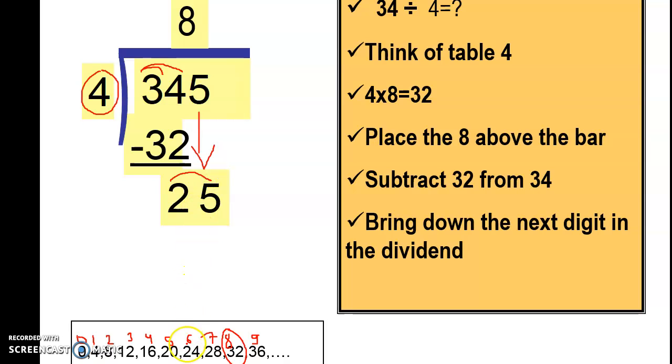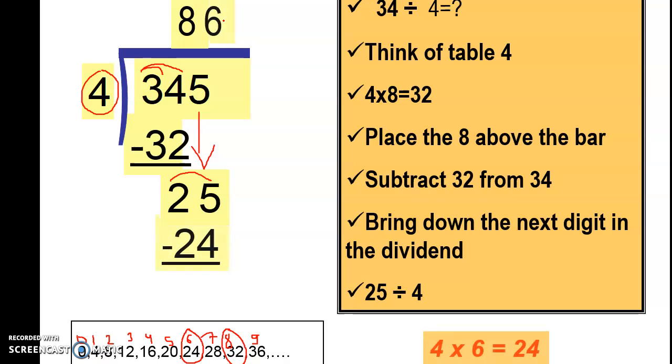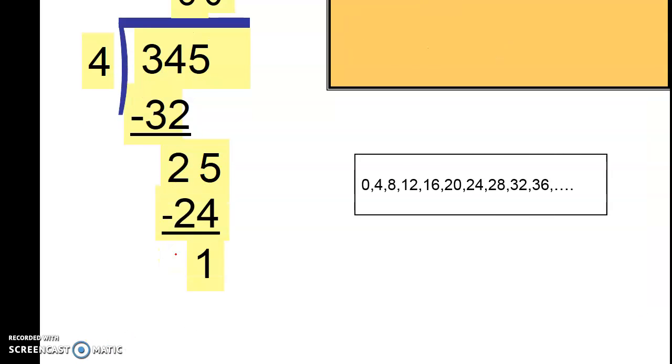We look at the table and we choose the closest number. Which number is very close to 25 and less than 25? It's 24. So we have to place 6 up and 24 where? Down. Subtract both numbers. The number will be 1. Do we have more digits to copy them down? No more digits, so we stop.